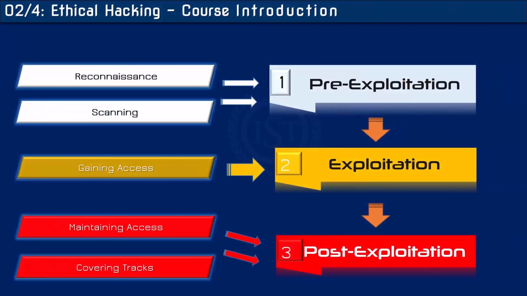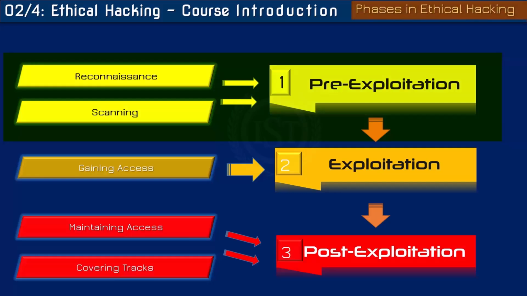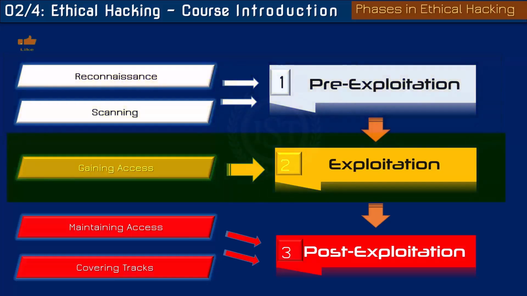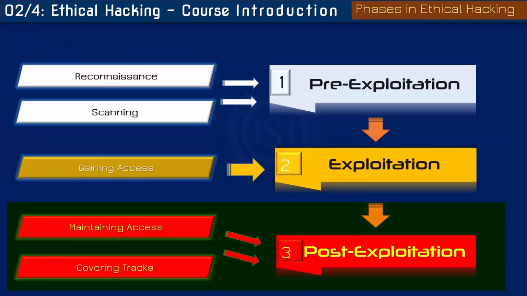Now this slide relates the 5 phases in terms of exploitation. Reconnaissance and scanning are considered the pre-exploitation phase. That is the information gathering phase or pre-attack phase. So these two phases, reconnaissance and scanning, are considered the pre-exploitation phase, and gaining access is the actual exploitation phase, and the later phases, maintaining access and clearing tracks, are the post-exploitation phase.